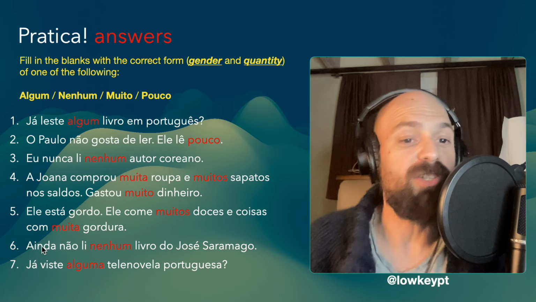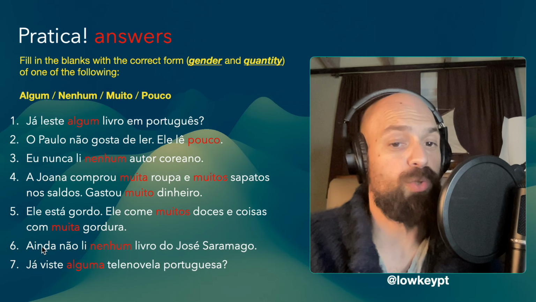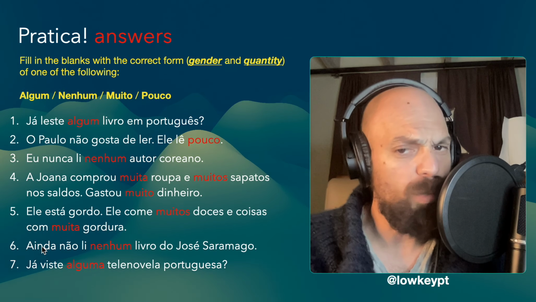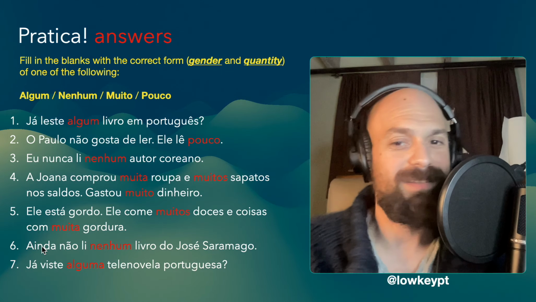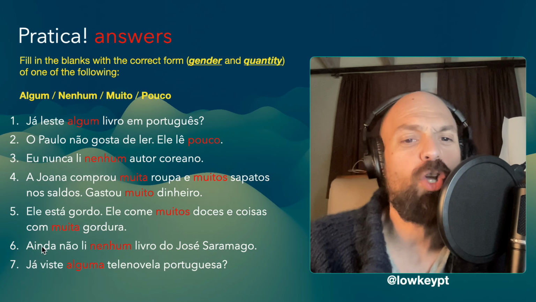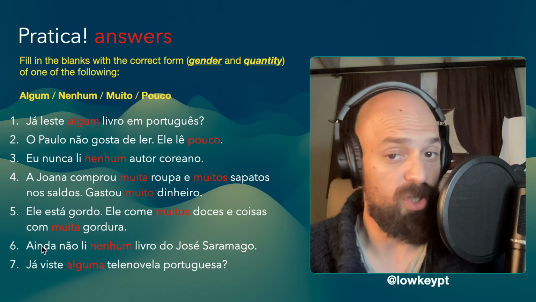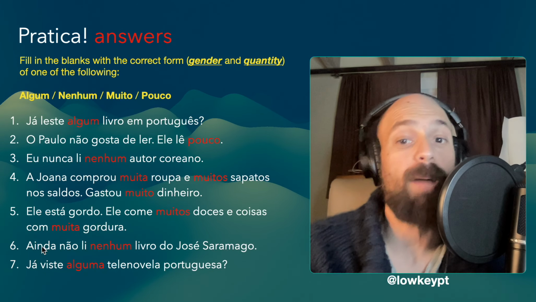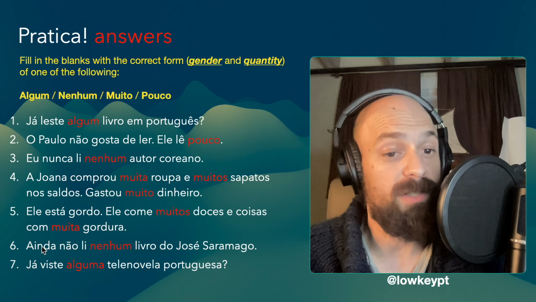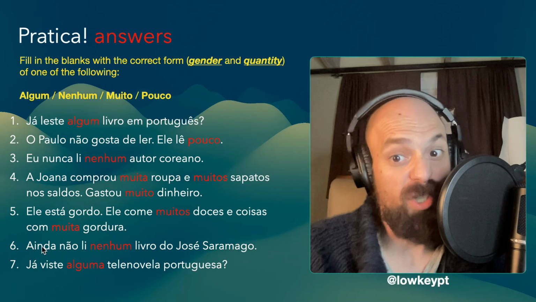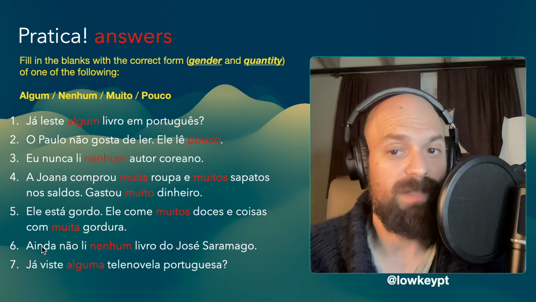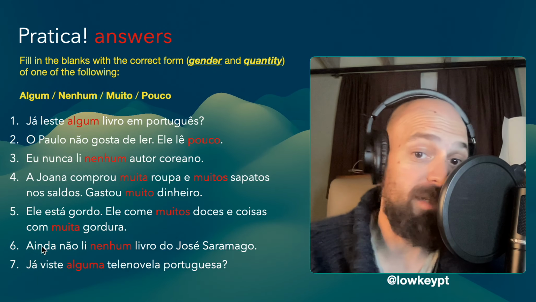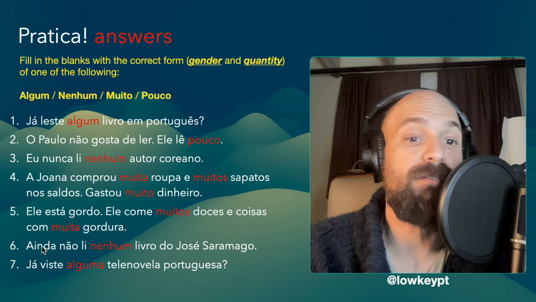Número 5. Ele está gordo. Ele come muitos doces e coisas com muita gordura. So he's very fat. Ele está muito gordo. Maybe I should have added muito there to give you an extra option to work with. Ele come muitos doces. So doces, sweets, masculine plural. Our muito quantifier also has to adhere to that, so it becomes muitos. And then coisas, things. In this case, we're actually looking at the word gordura, fat, as in the fat in food. So muita gordura, fat, feminine, singular. So we also have the quantifier muita, feminine, singular.